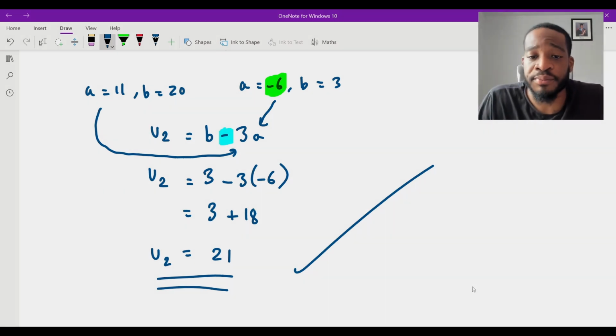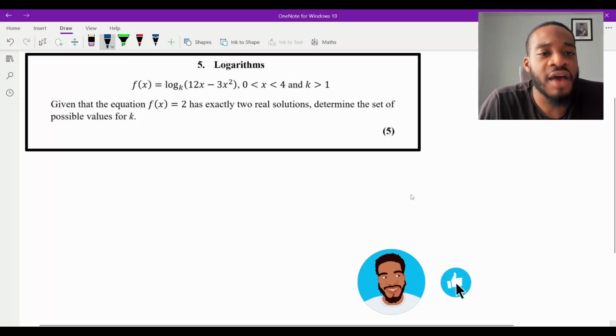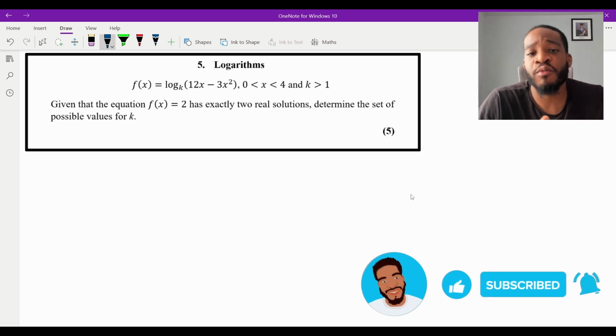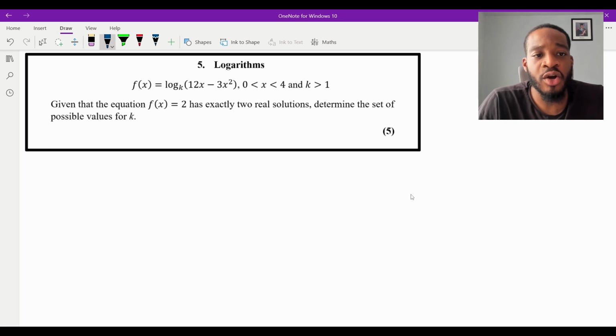And that's it. Finished. Okay, so question 5 says f of x is equal to log of base k of 12x minus 3x squared, where x is between 0 and 4 and k is greater than 1. Given that the equation f of x equals 2 has exactly two real solutions, determine the set of possible values for k. And this is a 5 marker.